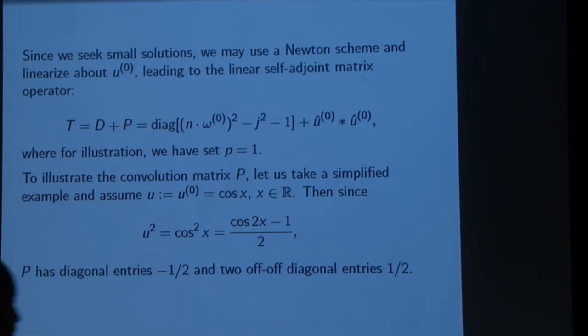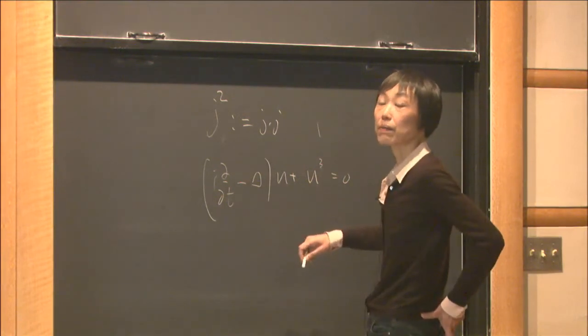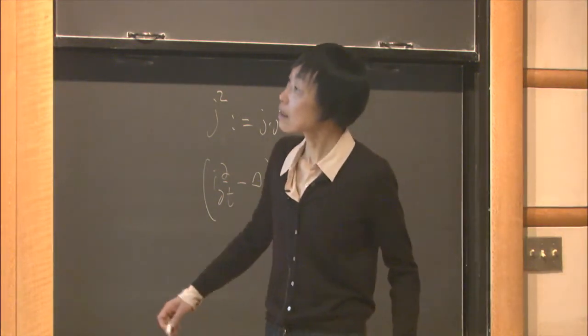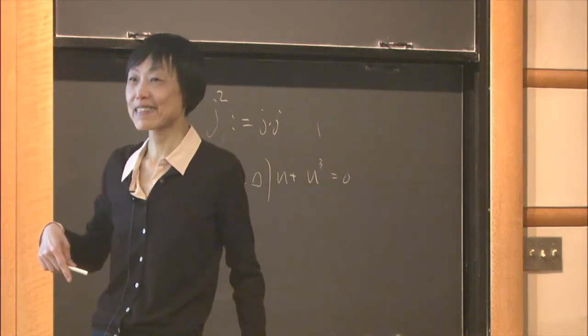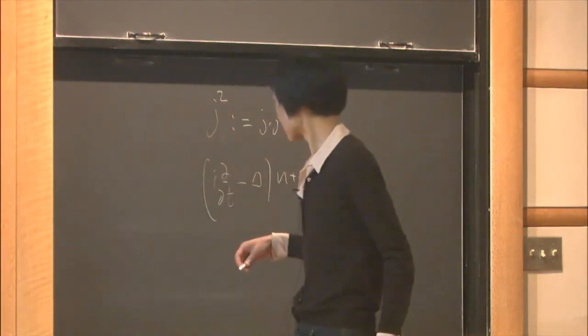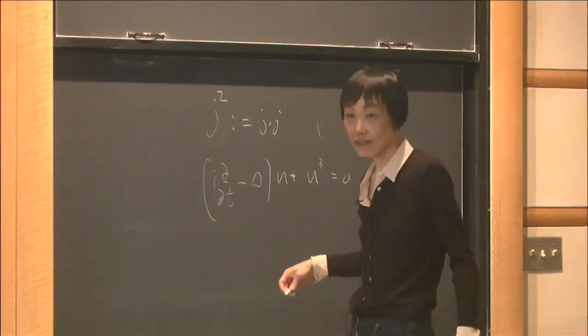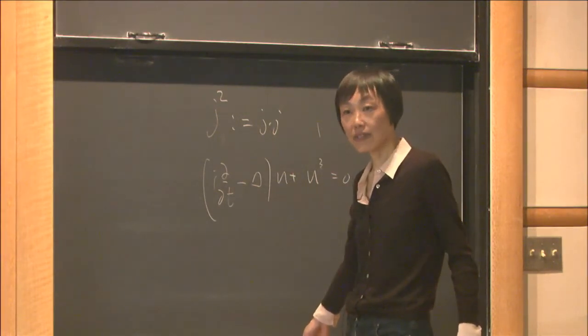Oh, maybe I skipped something. I linearized the problem. So you have i dt minus Laplacian u plus u cubed equals 0. I'm taking the cubic case. For illustration we have set p equals 1, meaning the cubic case. Then you're going to linearize successively around various solutions, and each linearization will look something like this, quasi-periodic. That's right.